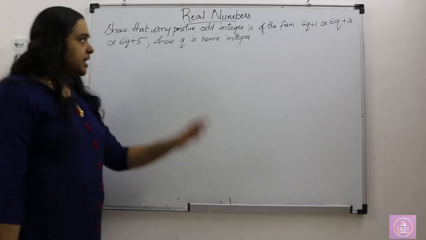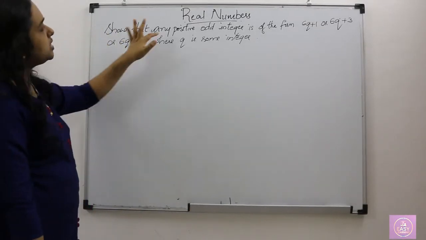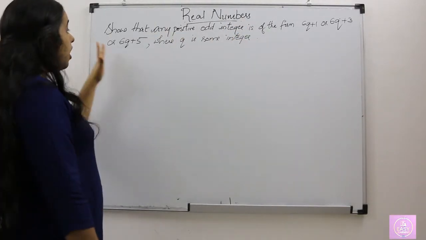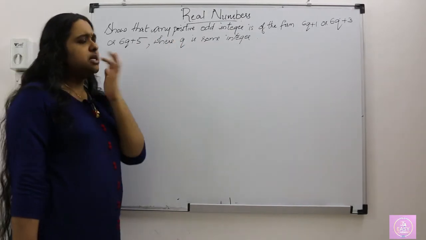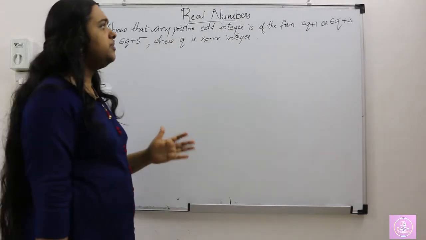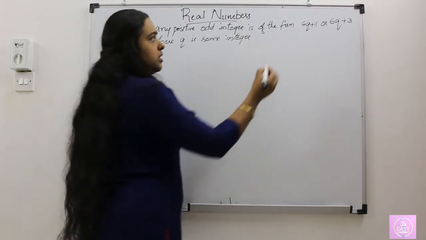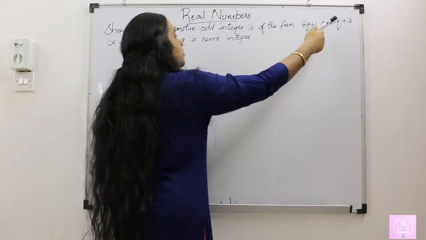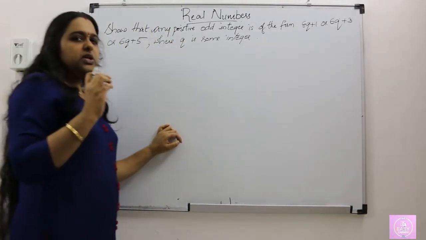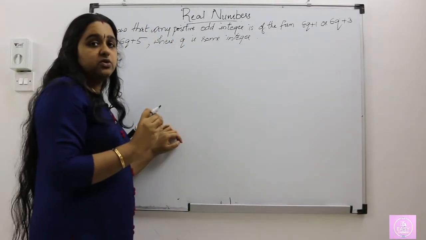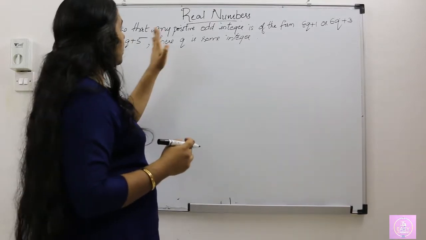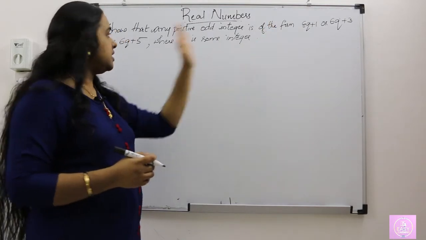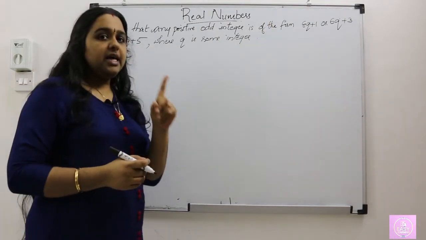Okay, listen children. The next problem is: show that any positive odd integer is of the form 6q plus 1 or 6q plus 3 or 6q plus 5, where q is some integer. This is the same as our previous problem. Here B will be 6. First you need to understand the question well, then it will be very easy to get the solution. So we have positive odd integers 6q plus 1, 6q plus 3, 6q plus 5. Then B will be 6.